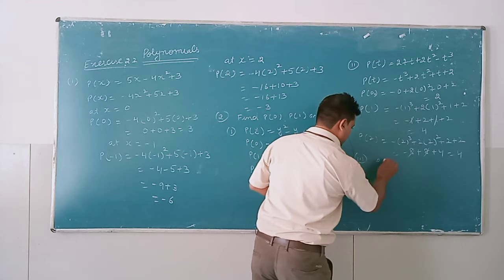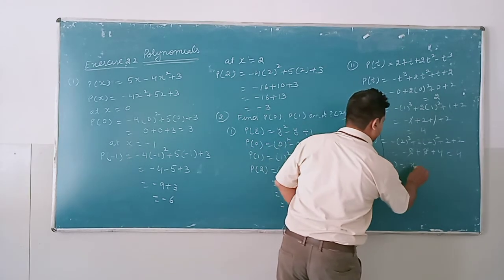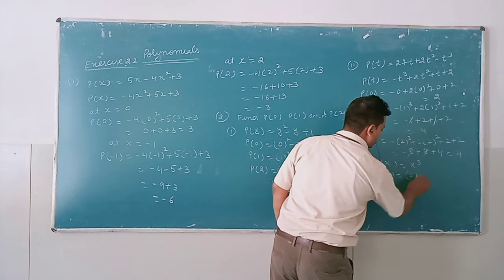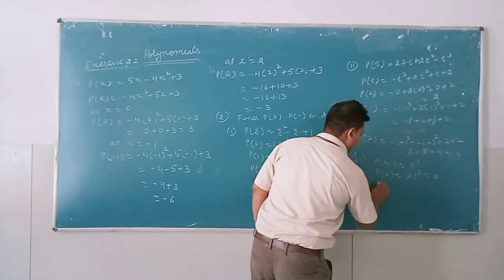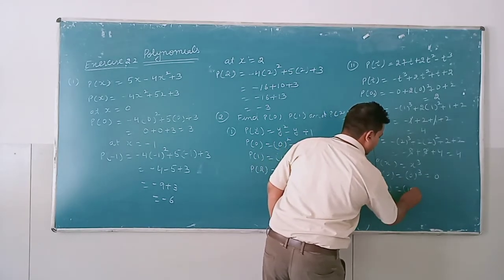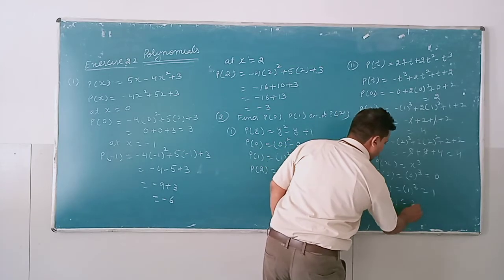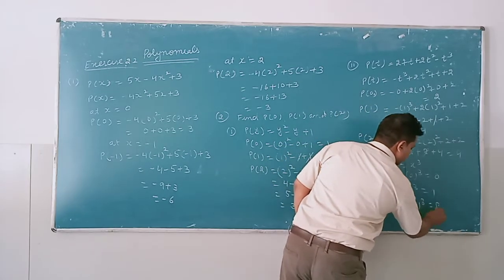In the third part, the polynomial is x³. Here we first find p(0), 0³ is 0. Then we find p(1), which is 1³, equal to 1. Then we find p(2), 2³, which is equal to 8.